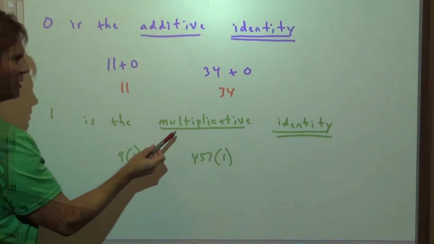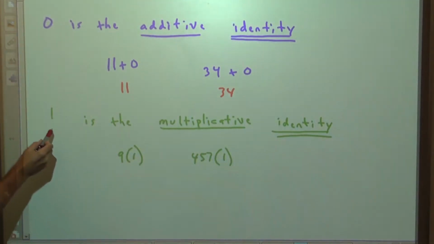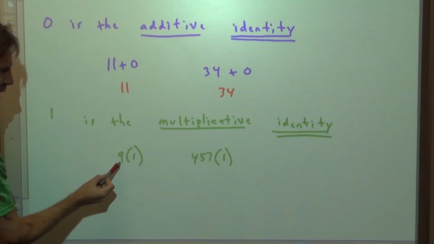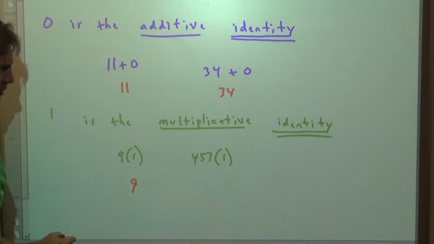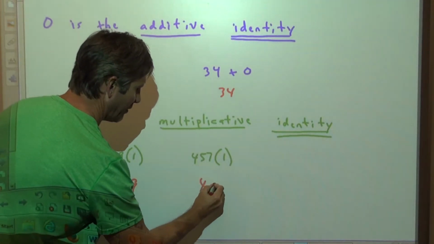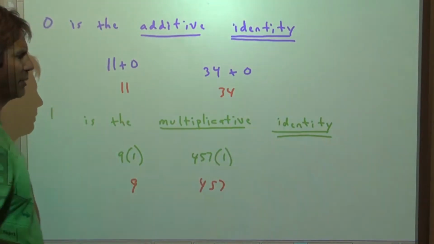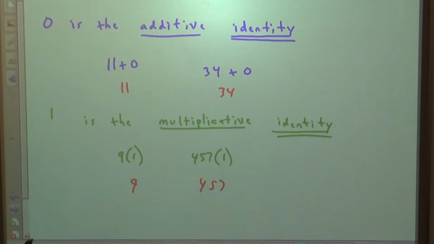Under the operation of multiplication, the identity is 1. If you multiply any number by 1, you get the number that you started out with. You identify the number that you started with by multiplying by 1. 1 is the multiplicative identity. So 0 and 1, two very important numbers.